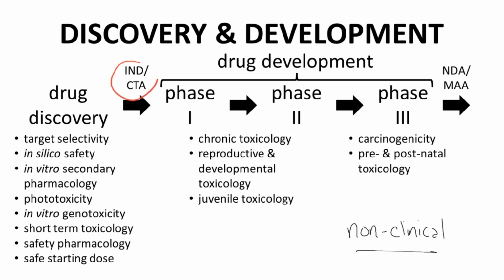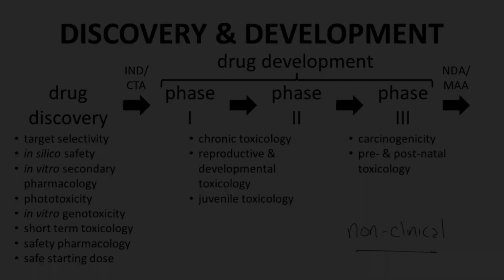Once a lead advances into the clinic, phase 1 trials begin with short-term safety studies. In parallel, chronic toxicology studies in animals will be initiated to support the safety of the compound for longer dosing regimens that may be required in phase 2 trials. Similarly, reproductive and developmental toxicology studies will also be started. Finally, if a drug will be dosed chronically, carcinogenicity studies will be necessary.